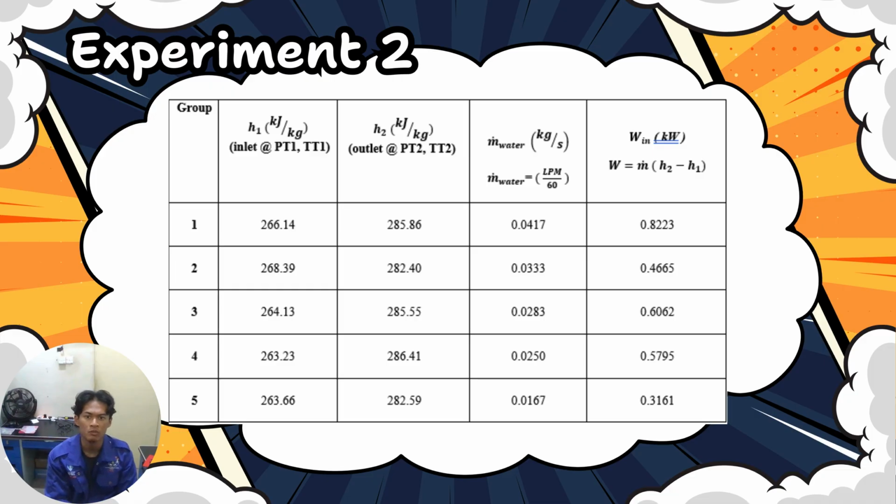The steps are also the same for groups 2 to 5, where at group 2 we get 0.4665 kilowatt, group 3 we get 0.6062 kilowatt, group 4 we get 0.5795 kilowatt, and for the last, group 5, it is 0.3161 kilowatt. Okay, so that's all from me.